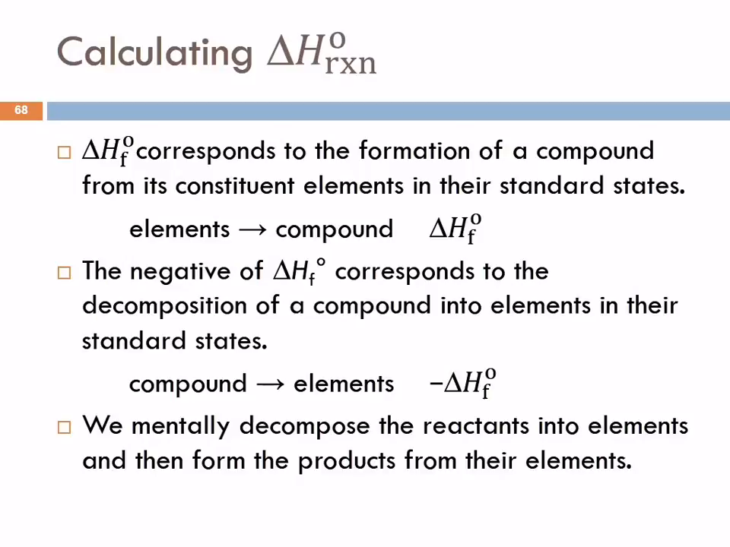So what we're doing when we're calculating these standard heats of reaction is that we are, in our minds, decomposing the reactants into their elements in their standard states and then forming the products from their elements. We don't actually do that, but if we think of it that way, then we can just add stuff together because enthalpy is a state function. It doesn't matter how you got there. Whether you broke them down into elements and reformed from elements, or if you just went straight from the reactants to the products, the enthalpy change is the same. And so it's easier mentally to do it into the elements and then bring them back together.